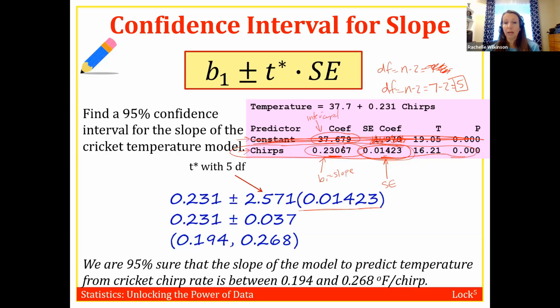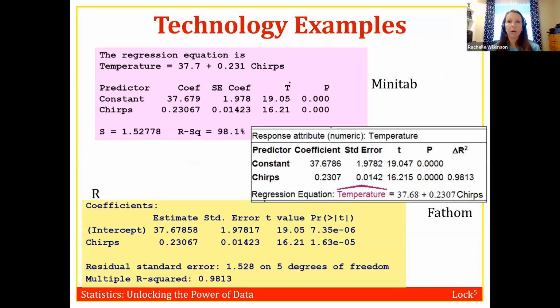Like I said, it's really just a matter of identifying those three key things: the b1, the standard error, and then finding the correct t star. So now let's talk about doing a hypothesis test for the slope. Before we do that though, let's take a look at some different computer packages and what the output might look like coming from some different packages.